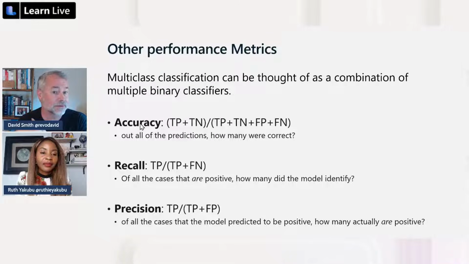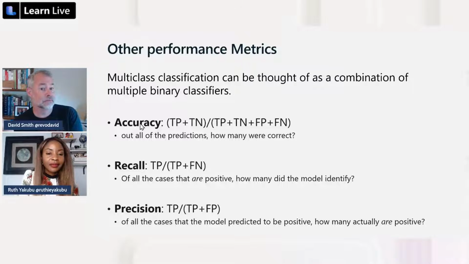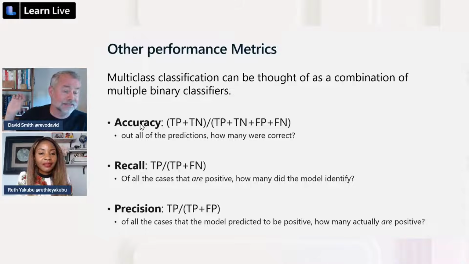But you also might want to call something like recall. So of all the cases in our data that were positive, how many did our model actually pick up and correctly identify as being positive? And that's the recall statistic, which is the number of true positives divided by the number of true positives and false negatives.